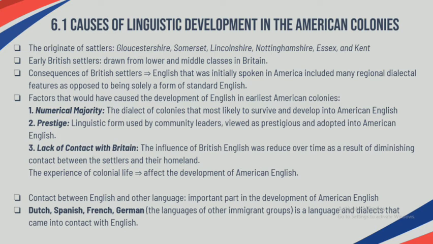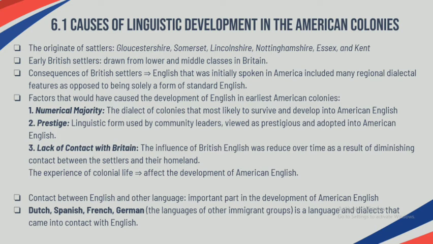The consequence of British settlers is that English initially spoken in America included many regional dialect features, as opposed to being solely a form of standard English. There are some factors that would have caused the development of English in the earliest American colonies.